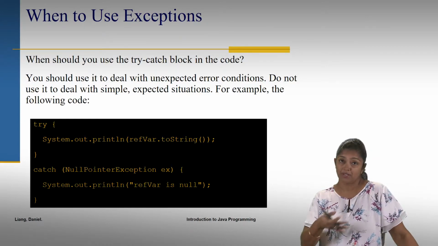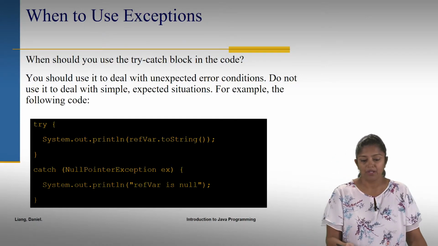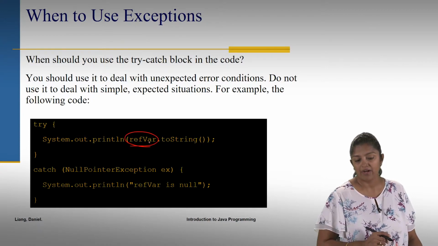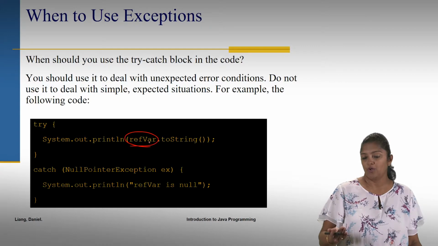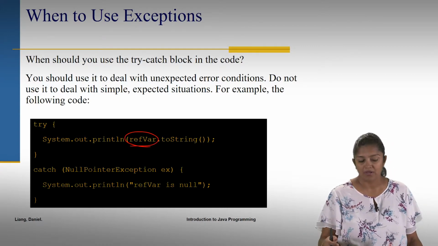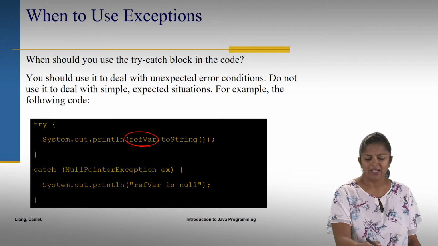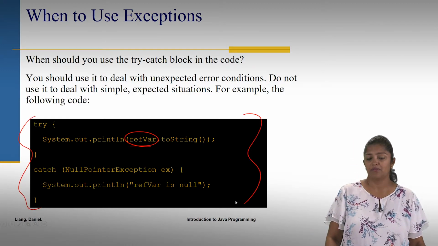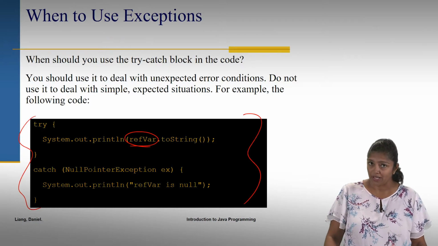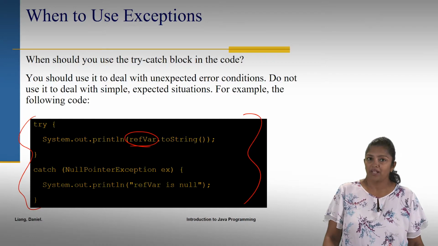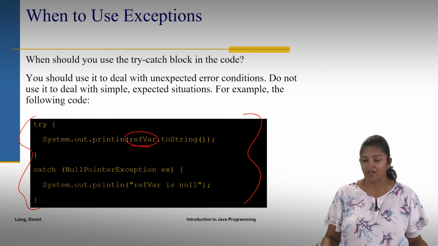When to use exceptions, I just mentioned, for example, if we have a variable called refvar, and we want to print it out, we want to invoke its toString method and print it out, having a try-catch block like this. Because refvar could be null, and if it is null, then the toString method will fail, and if that happens, then the program will crash.